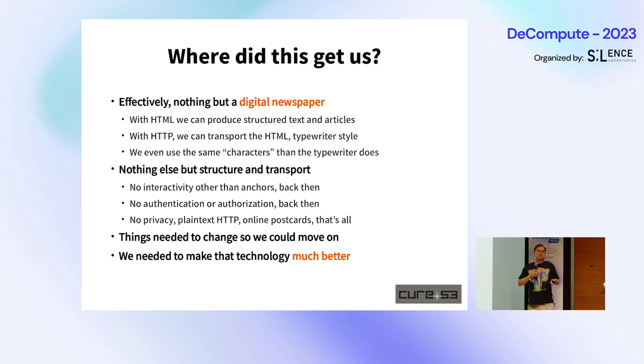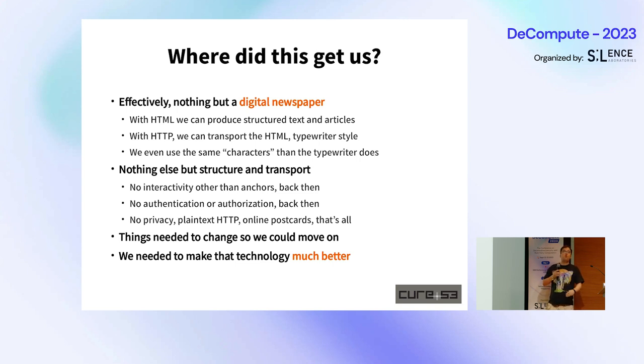And there is nothing else but that. In HTTP and HTML, we only have that structure and the transport thereof. There is no actual interactivity other than the anchors and images, so there is no actual JavaScript pre-implemented in those particular standards. There is no authorization, there is no authentication. Back then, we didn't have anything like this. There was no privacy, no encryption. It was pretty much just plain text HTTP sent across from A to B.